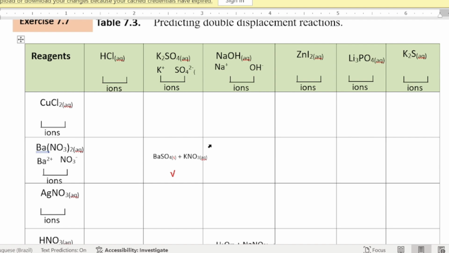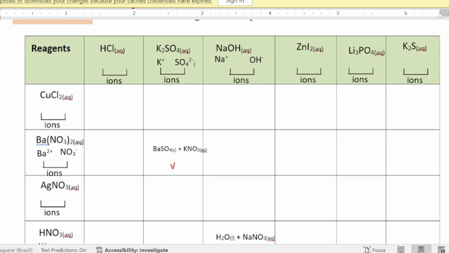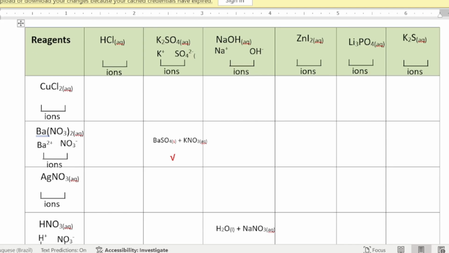Same thing we've done for all of these here. But before they do that, they'll have to separate these into their respective ions. I've done a few for you. Like barium nitrate, these are the two ions that will come from barium nitrate. And the same thing they'll have to do here. I have done a few examples there. So this one here is potassium sulfate. So you have potassium ions and sulfate ions.